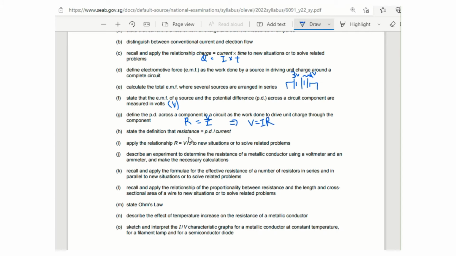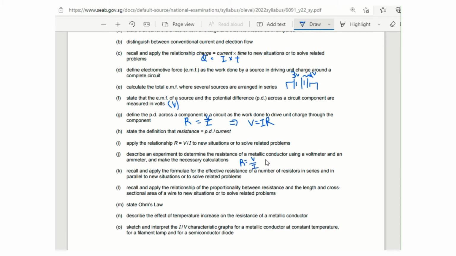In this part, you need to be able to apply R equals V over I to new situations or to solve related problems. If you are given the potential difference as well as the current, you need to be able to find the resistance, or you are given two of the quantities and you need to find the unknown. Next, you need to be able to describe an experiment to determine the resistance of a metallic conductor using a voltmeter and an ammeter and make necessary calculations. So basically, remember R equals V over I.